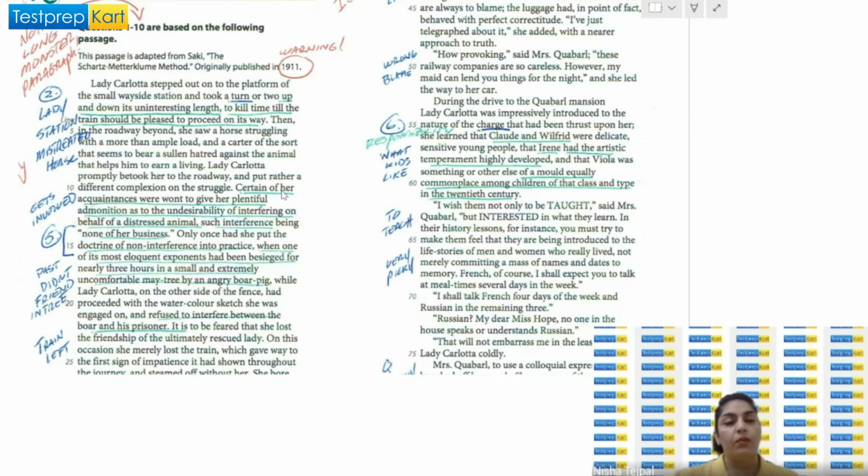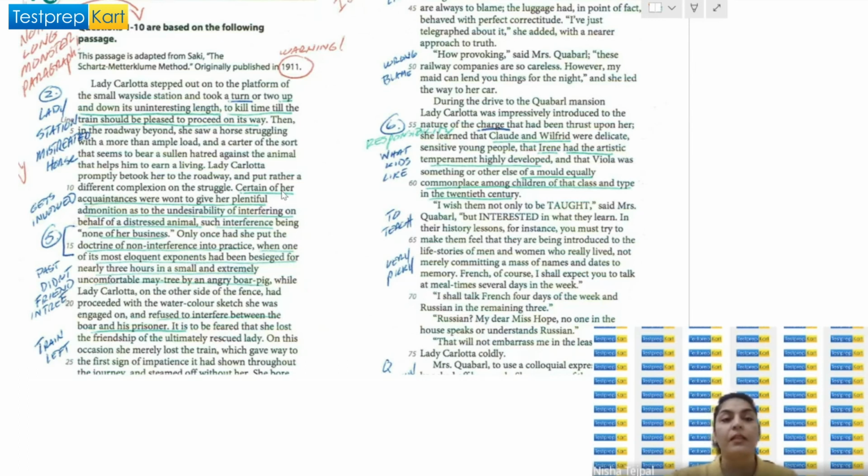1911. Now the passage says, Lady Carlotta stepped out on the platform of the small wayside station and took a turn or two up and down its uninteresting length to kill time till the train should be pleased to proceed on its way. The sentence is complete now. So we understand that it is about Lady Carlotta, who is the main character in the passage. And what is the situation? What is the scenario or the context here?